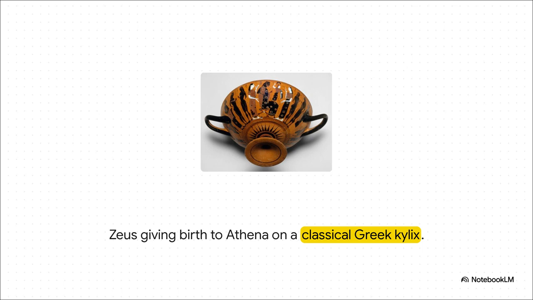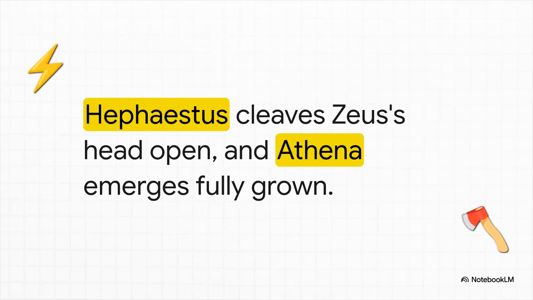So to answer that, we actually have to travel back thousands of years to this classical Greek terracotta kylix. Now, according to the ancient myth, Zeus, the king of the gods, learned of a terrifying prophecy. His pregnant wife, Metis, who was the goddess of thought, was basically destined to bear a son more powerful than him. So to prevent this, Zeus did what any completely rational mythological king would do. He swallowed her whole. But obviously, the story doesn't end there.